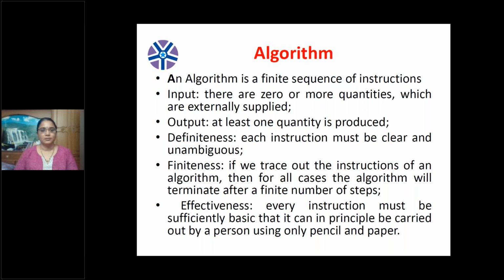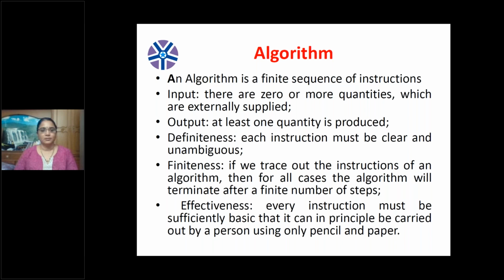First one is input. Every algorithm must have 0 or more quantities as input that should be supplied externally. It means every algorithm should take 0 or more inputs, and it has to produce 1 or more outputs. It means every algorithm may or may not take input, but it needs to produce output. Based on the output only, we'll know whether the algorithm is running properly or not.